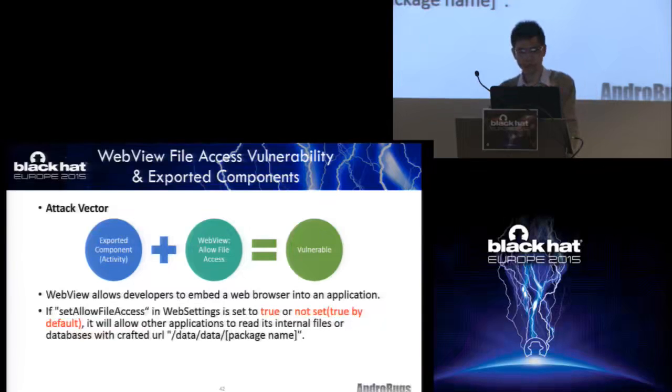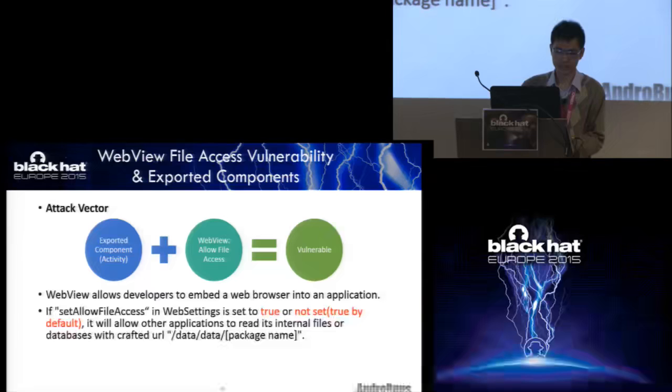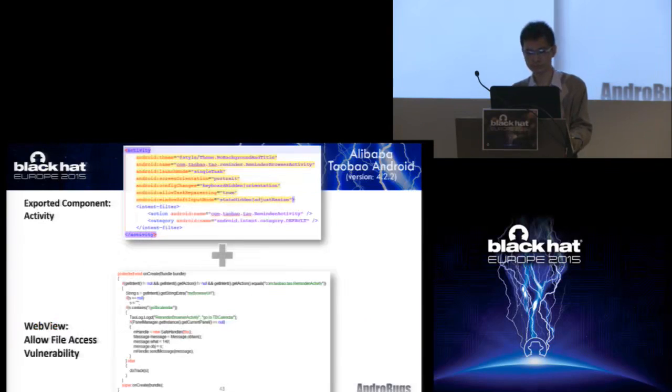And the WebView file access vulnerability and exporting components. So WebView in Android allows developers to embed a web browser into an application. So Androbugs will support finding many vulnerabilities and misconfigurations in web views. So one of the vulnerabilities is the set allow file access. So if set allow file access in web view settings is set to true or not set, which means it's true by default, it will allow other applications to read its internal files or database with a corrupted URL.